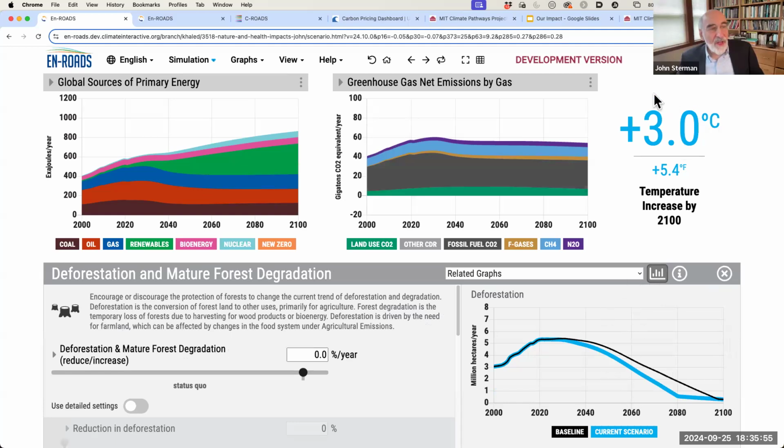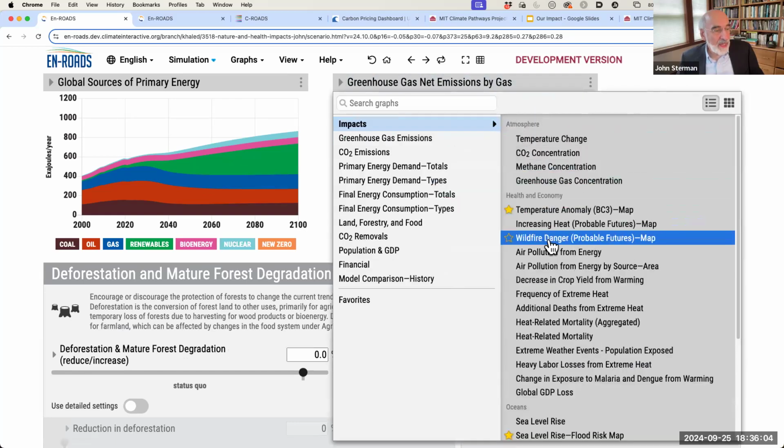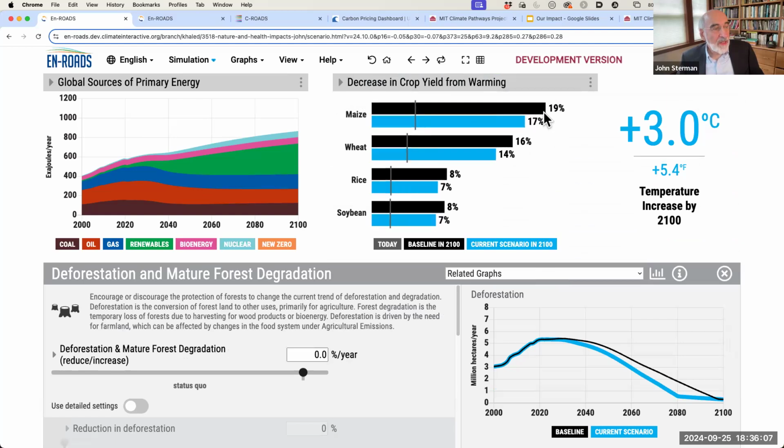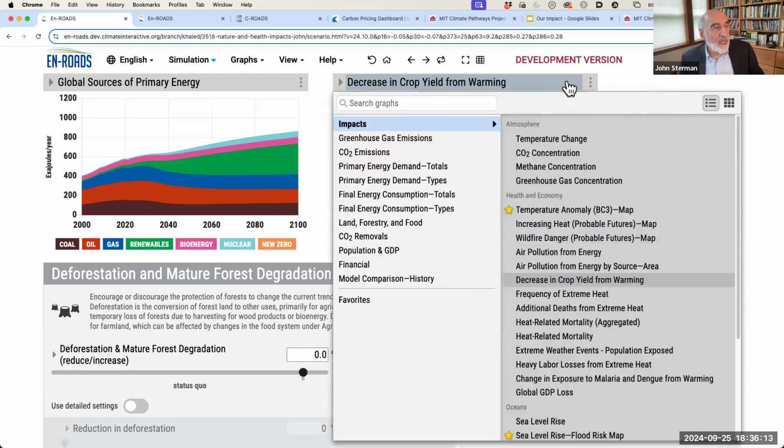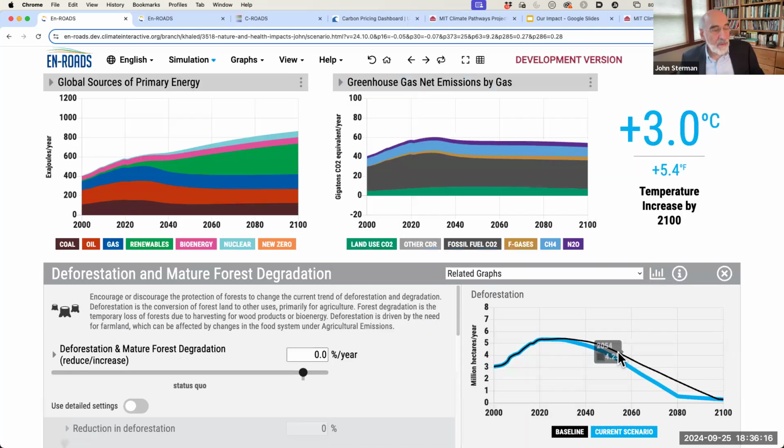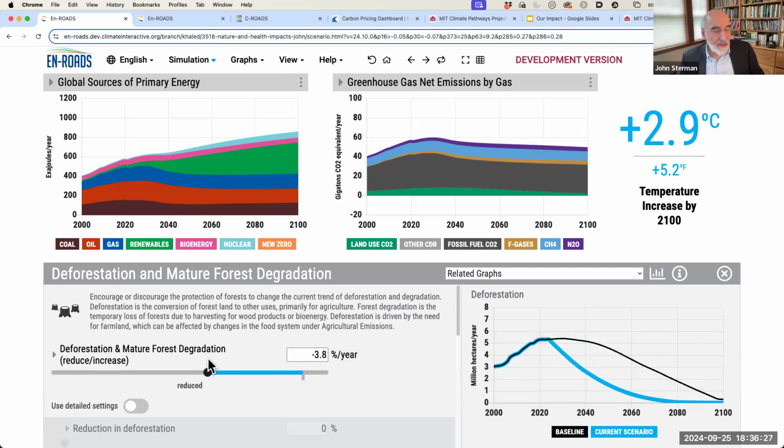Well, less warming means crop yields will not fall as much as previously expected in the base case, right? So higher crop yields, they're still going to fall, but not as much. And what that means is you don't need as much deforestation to produce the food that we need. But there's still massive deforestation, so let's reduce it. Maybe something like that is feasible.